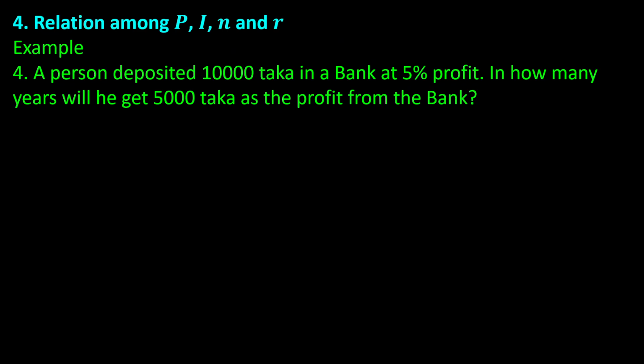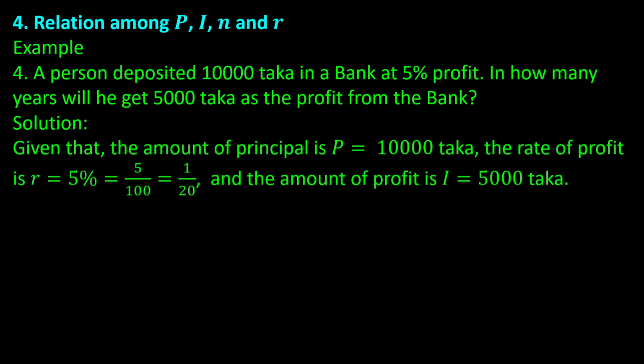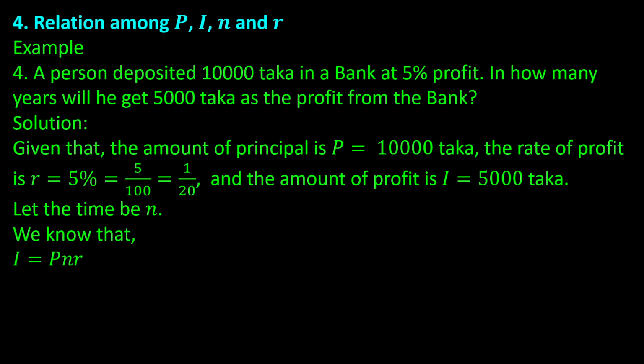In the last example, we get a person deposited 10,000 taka in a bank at 5% profit. In how many years will he get 5,000 taka as the profit from the bank? From the question, we get P equals 10,000 taka, R equals 1 divided by 20, and profit is I equals 5,000 taka. It is required to determine the time. So let the time be N.